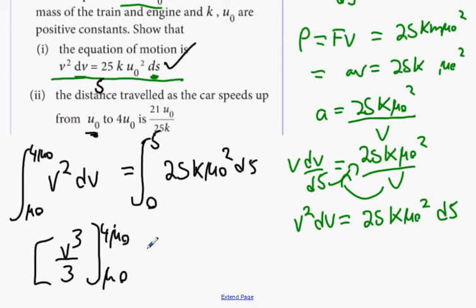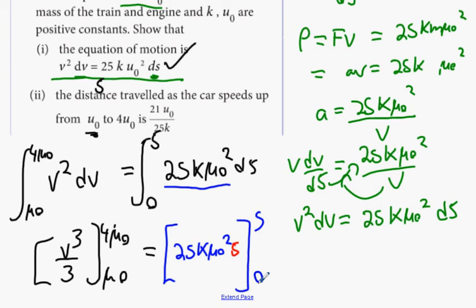Yeah. And then the other one. These are all constants, aren't they? Everything there is a constant, or claimed to be a positive constant. So it's just going to be 25k mu 0 squared, and then there's just going to be an s lobbed in at the end of it. And then that's from s to 0.